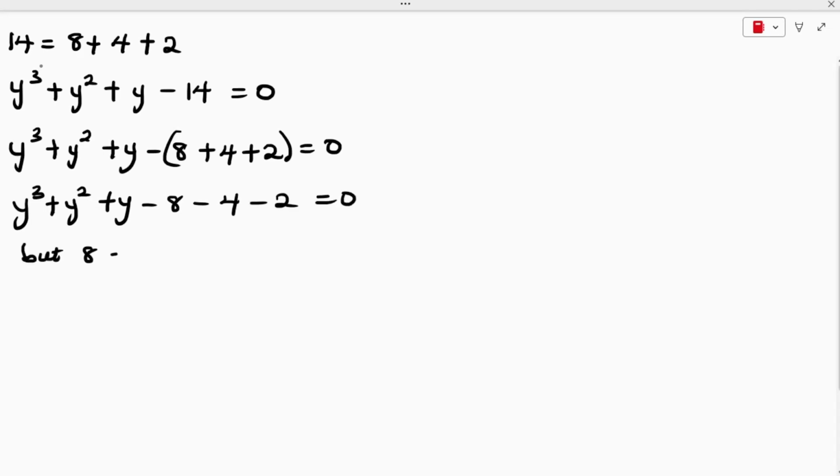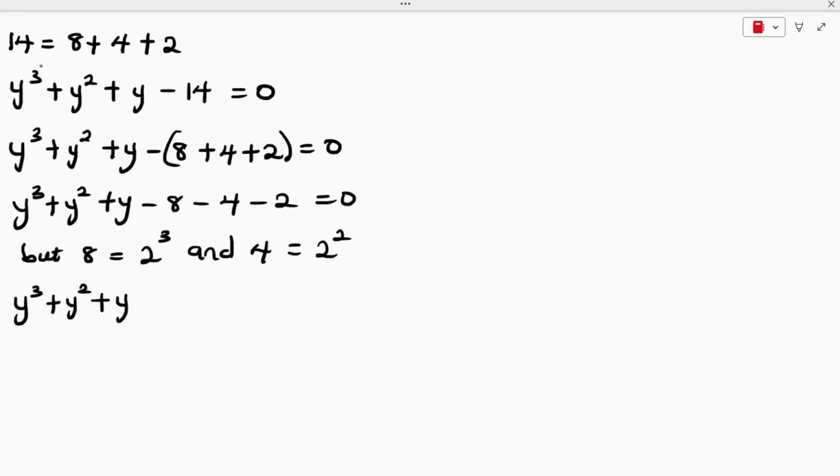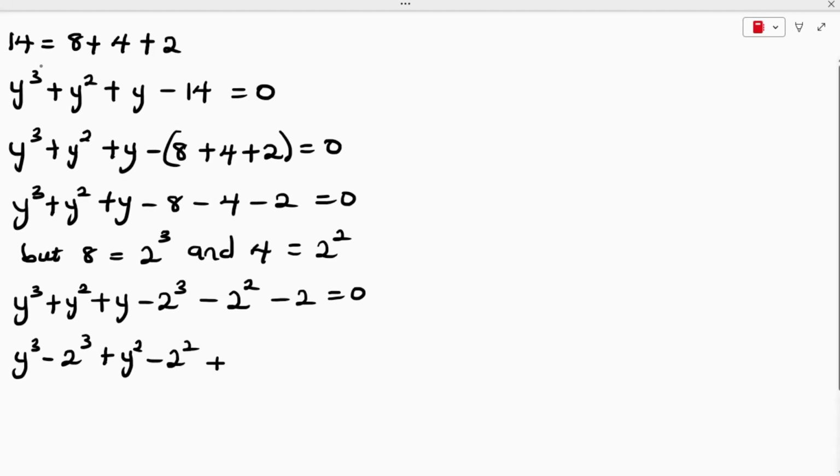But 8 can be written as 2 raised to the power of 3 and 4 can be written as 2 raised to the power of 2. So this is going to become y cubed plus y squared plus y minus 2 raised to the power of 3 minus 2 raised to the power of 2 minus 2 is equal to 0. So let's simply rearrange this right here. We have y cubed minus 2 raised to the power of 3, plus y squared minus 2 raised to the power of 2, plus y minus 2 is equal to 0.